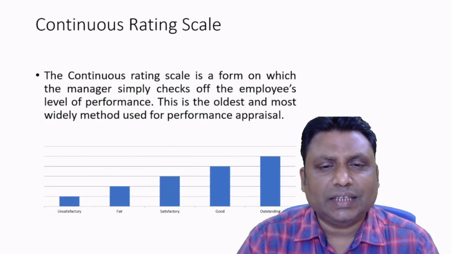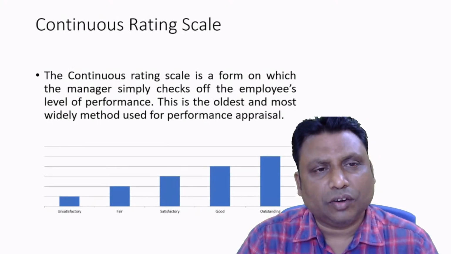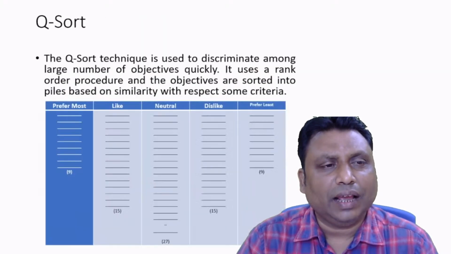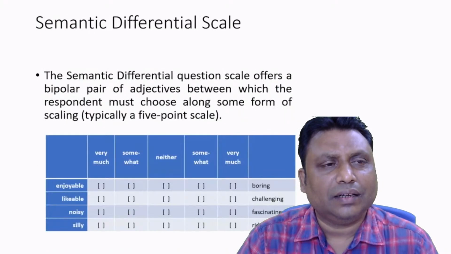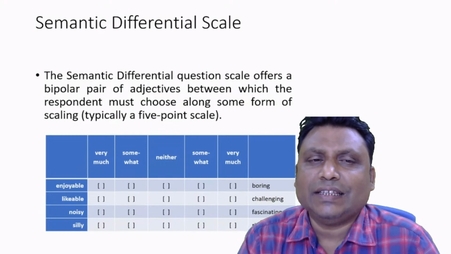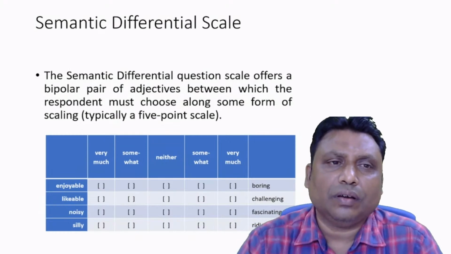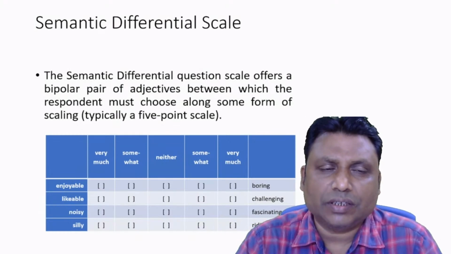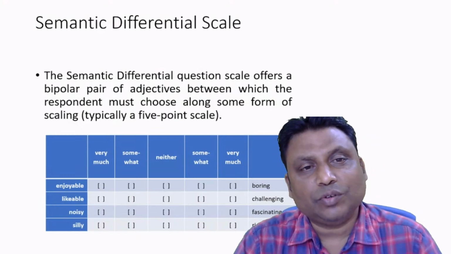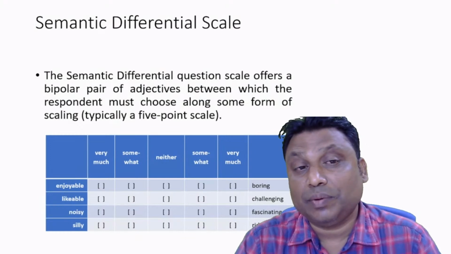The continuous rating scale is also very, very important. Another one is Q-sort, rank ordering, and the semantic differential scale. So these four or five techniques are generally very, very important for research, for researchers or investigators, and for educational research work also.